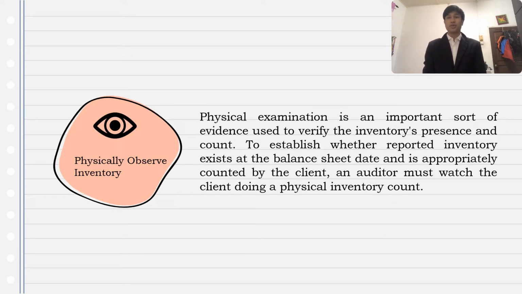Physically observe inventory. Physical examination is an important sort of evidence used to verify the inventory's presence and count. To establish whether reported inventory exists at the balance sheet date and is appropriately counted by the client, an auditor must watch the client doing a physical inventory count.